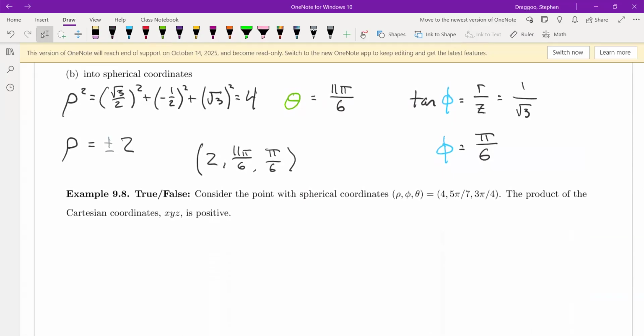Another example, considering the point 4, 5 pi over 7, 3 pi over 4, the product of its Cartesian coordinates, x, y, z, is positive. True or false? So, I am going to use a series of arguments about coordinates to try to answer this one. In particular, I want to look at the coordinates that phi and theta are in.